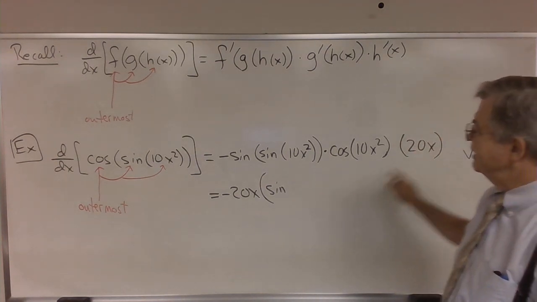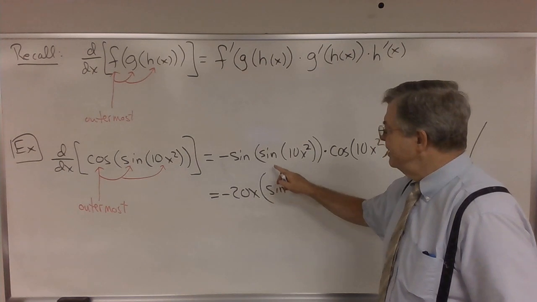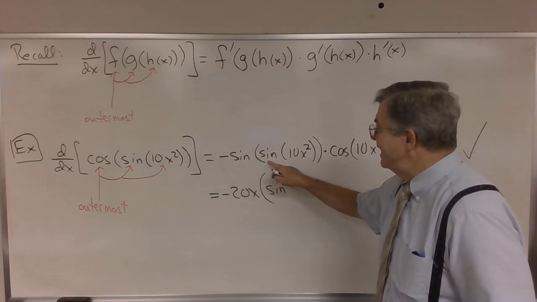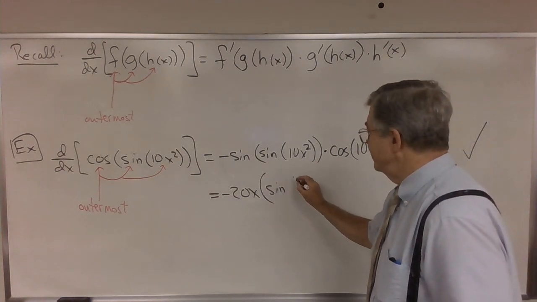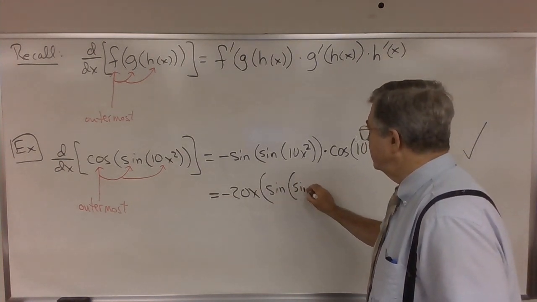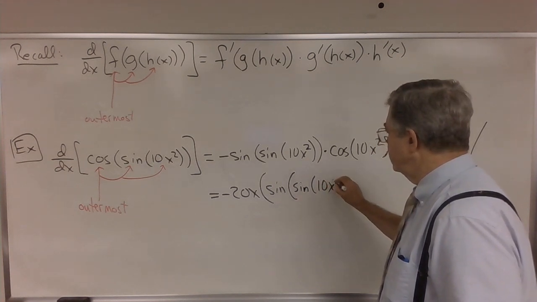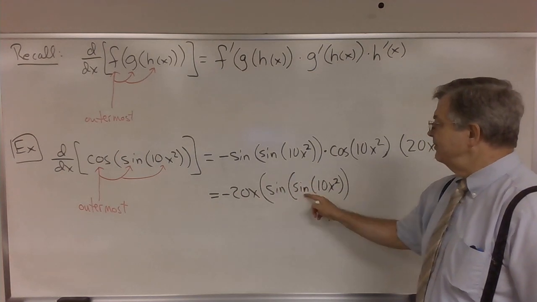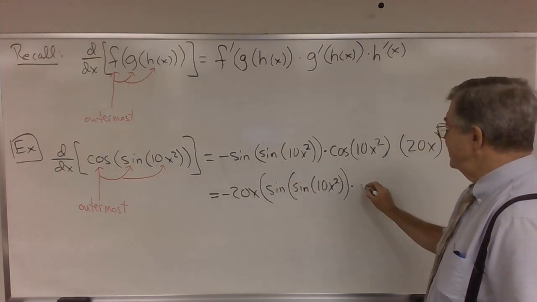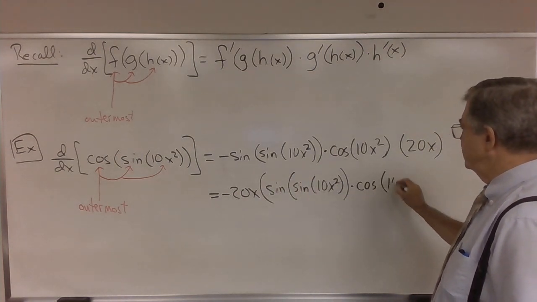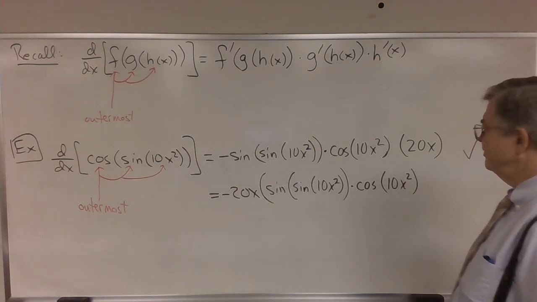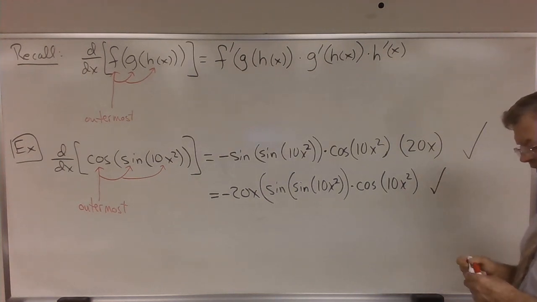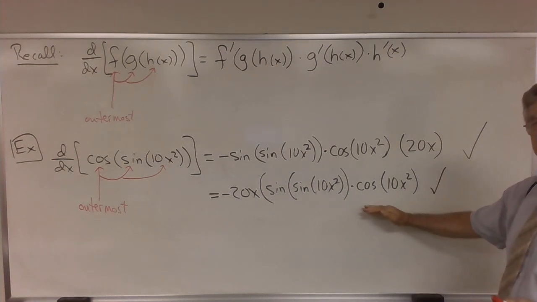So you bring the 20x out front, negative 20x times sine evaluated at sine of 10x squared, there we go, sine 10x squared times cosine of 10x squared. Okay, beautiful. So after 3 attempts, we finally have it looking nice.